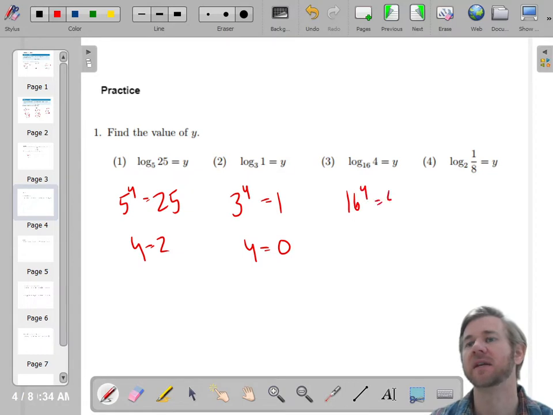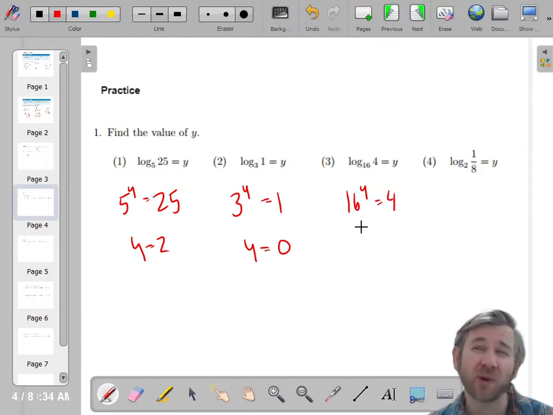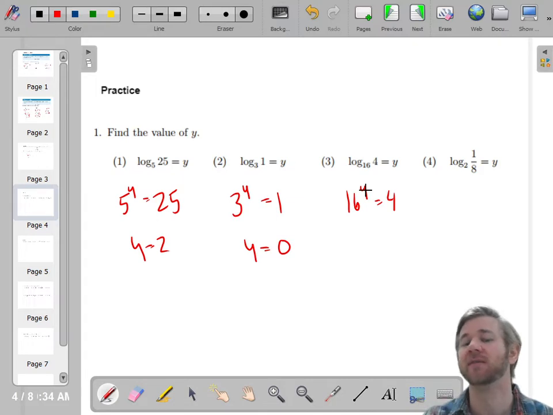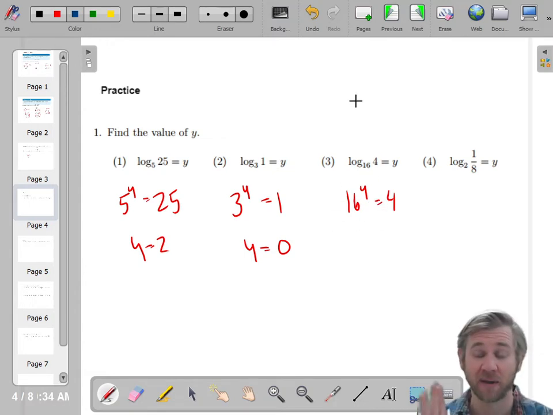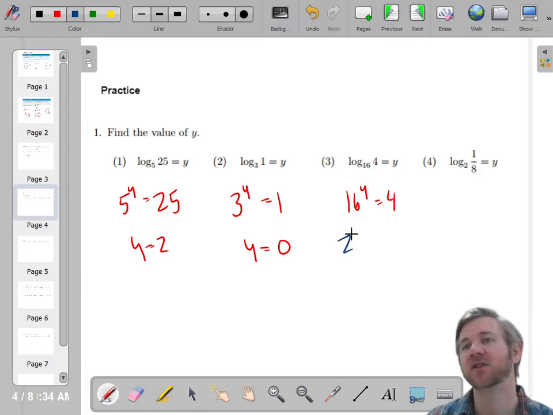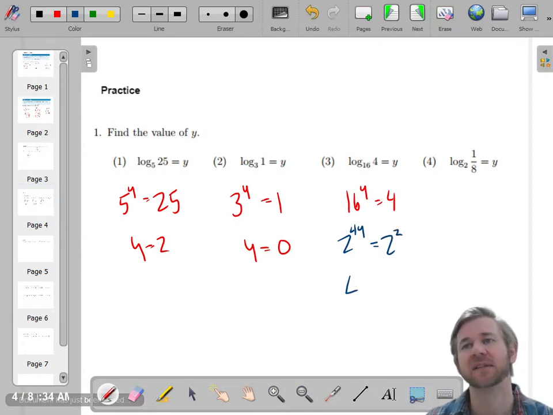16 to the y is 4. Wait a minute, that's a y, right? It looks kind of like a 4. The square root of 16 is 4. But I'm going to show you another way of doing these problems, even if you can't figure that out, or they're fractional exponents. I'm going to write these both as powers of 2. 16 is 2 to the 4th, so that's 2 to the 4y. And 4 is 2 squared. Now I'm going to set their exponents equal.